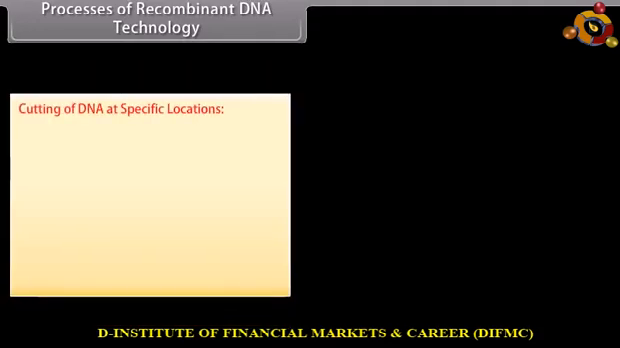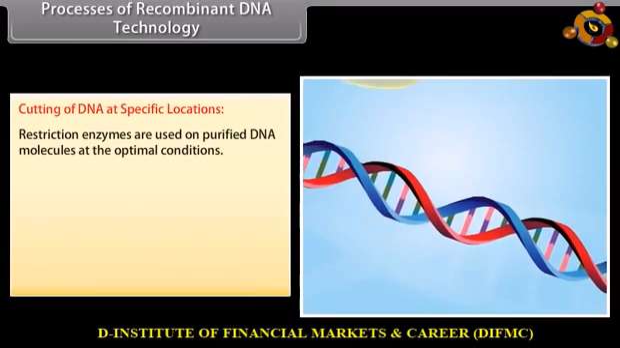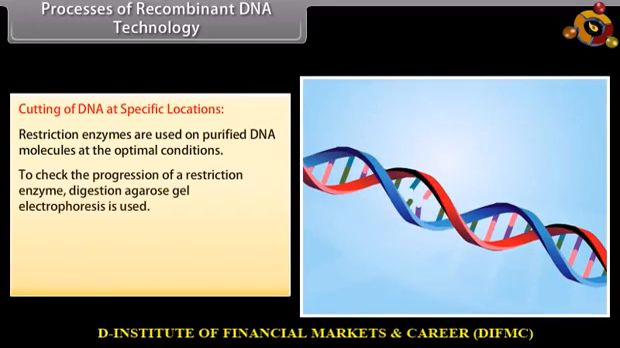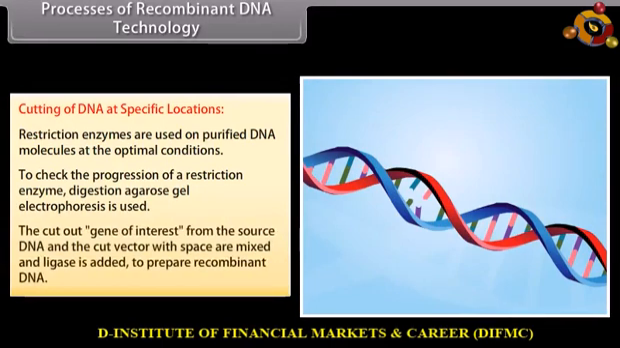Cutting of DNA at specific locations. Restriction enzymes are used on purified DNA molecules at optimal conditions. To check the progression of restriction enzyme digestion, agarose gel electrophoresis is used. The cut-out gene of interest from the source DNA and the cut vector with space are mixed, and ligase is added to prepare recombinant DNA.